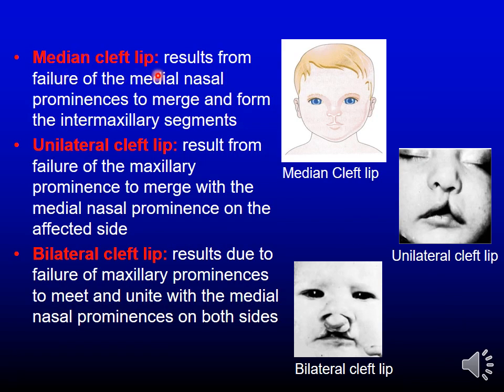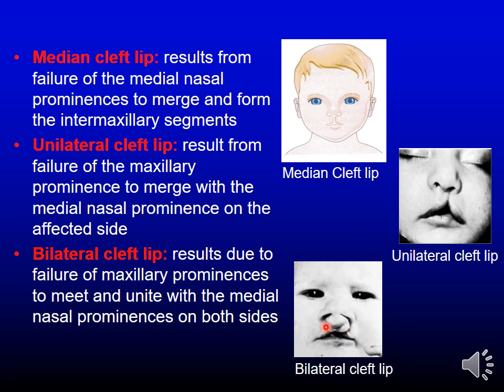The median cleft lip, as you can see here, results from failure of the medial nasal prominences to merge and form the intermaxillary segment. The unilateral cleft lip results from failure of the maxillary prominences to merge with the medial nasal prominences on the affected side.